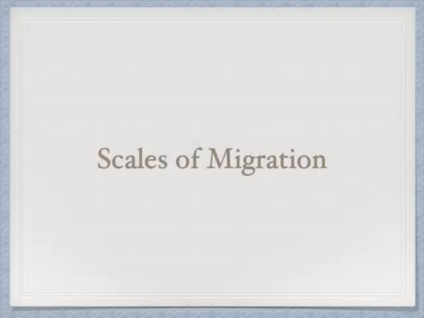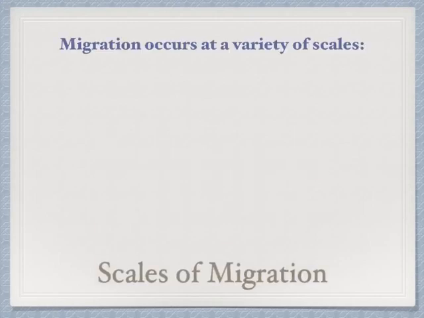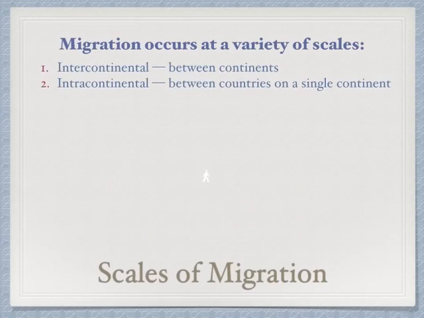Migration occurs at three main scales, and these are important to remember. First of all, there's intercontinental. That's when you move between continents. Intracontinental is between countries on a single continent. Now be careful not to mix those two up because they do look very similar. Finally, there's interregional, and that's simply moving within the same country.